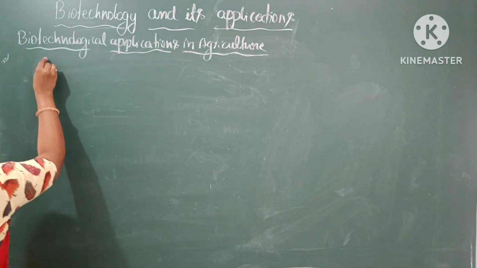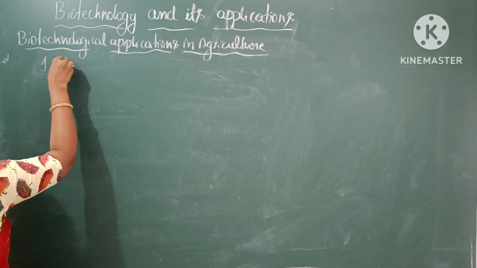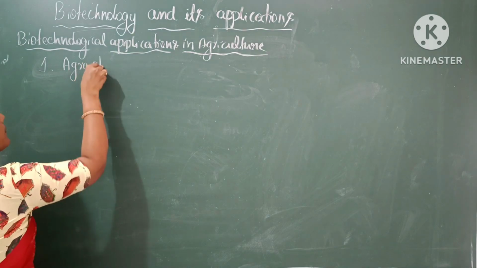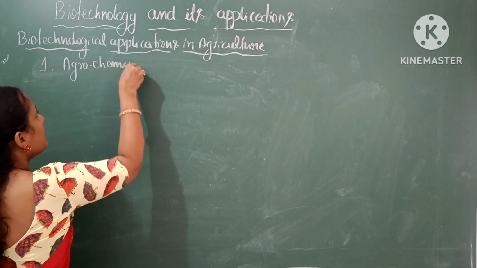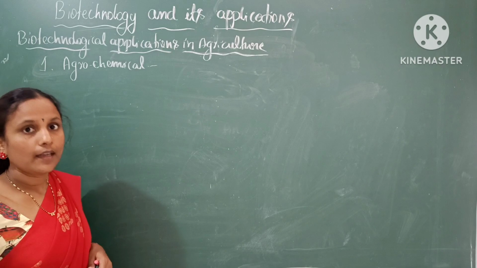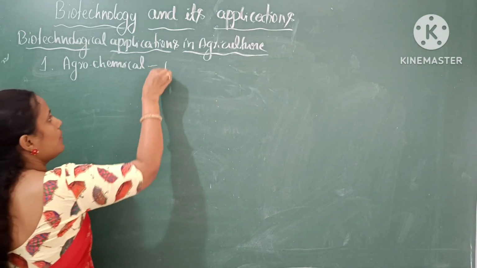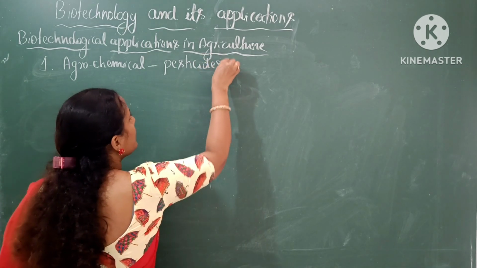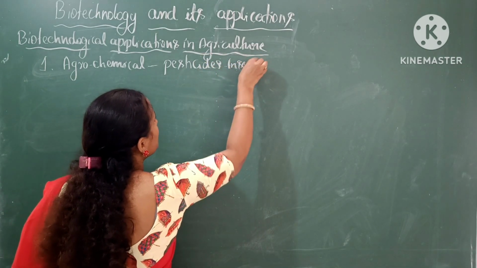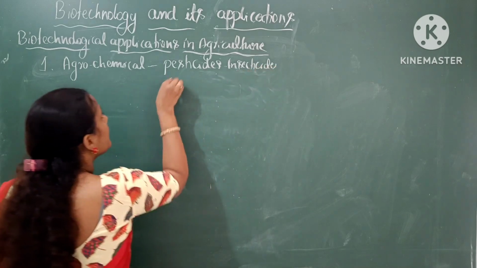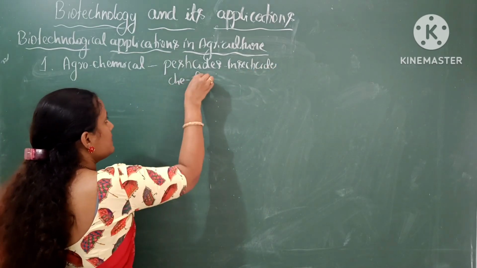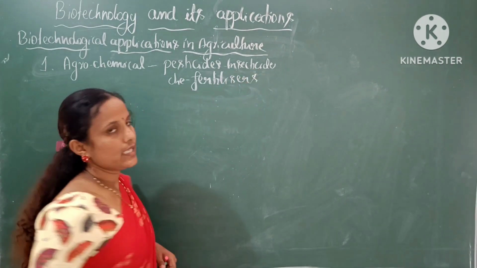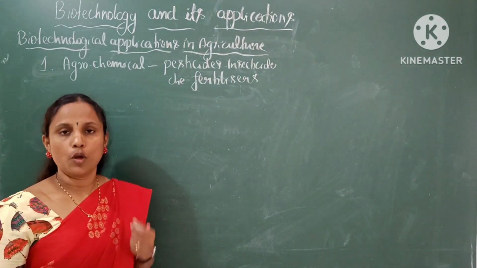The first one is agrochemical-based agriculture, in which we make use of certain pesticides, insecticides and chemical fertilizers to increase the productivity of the cropland.